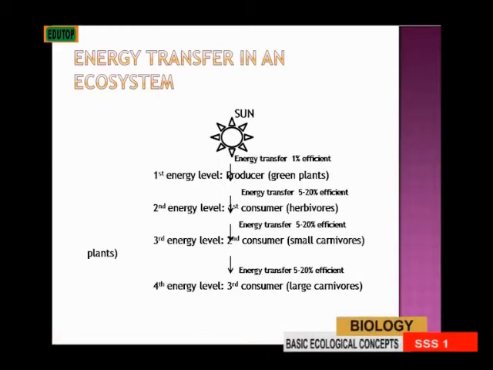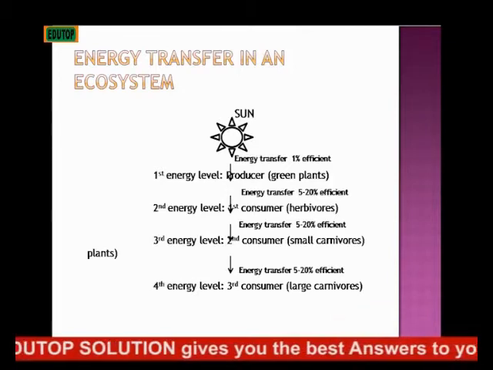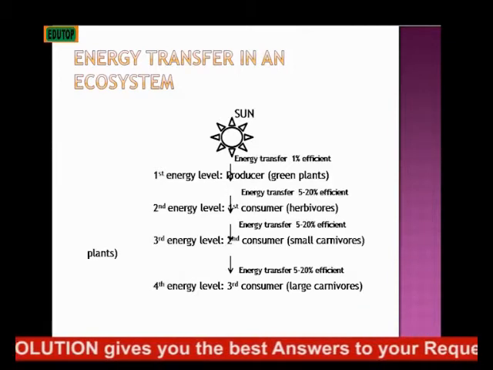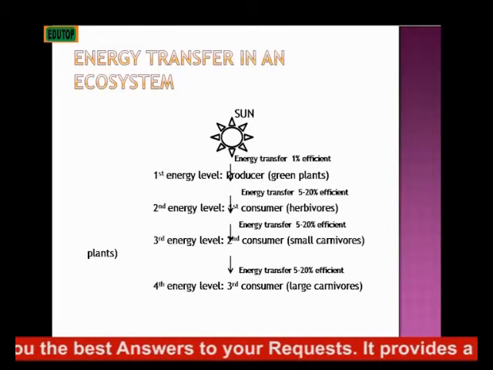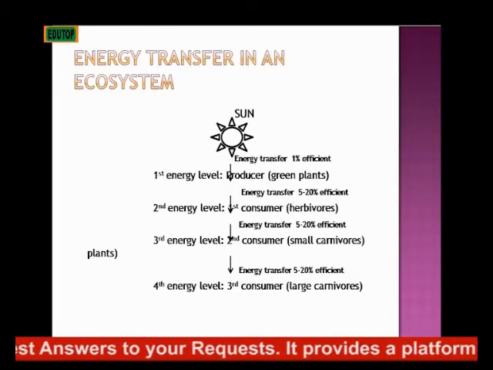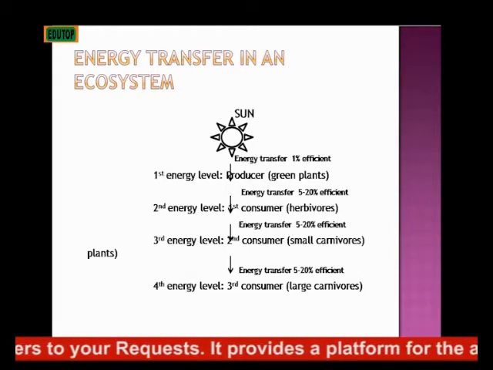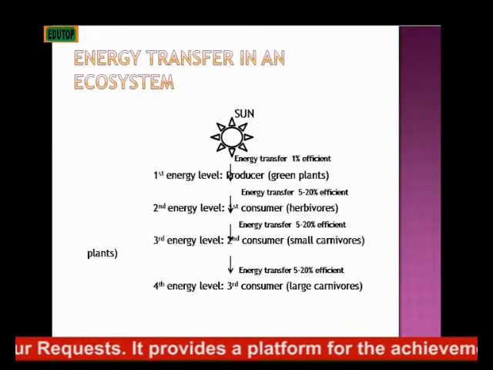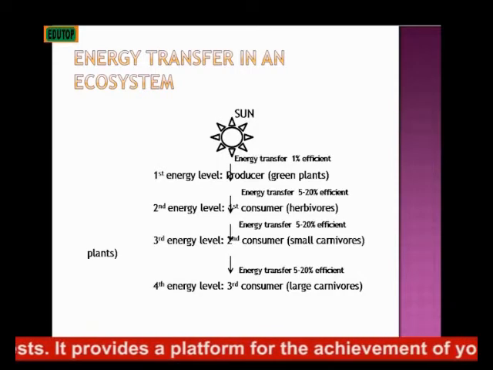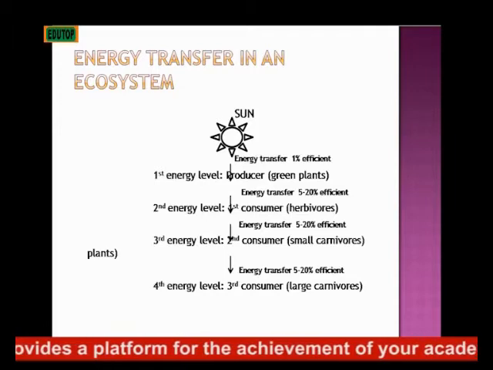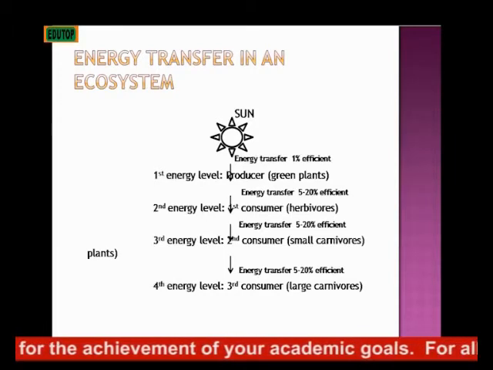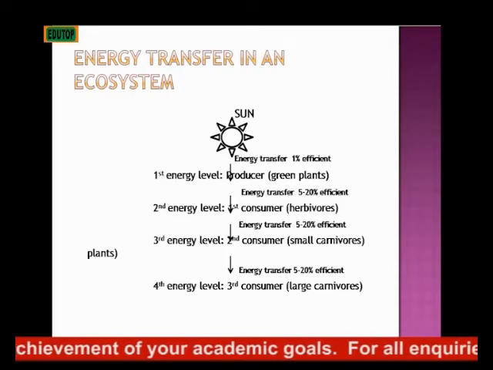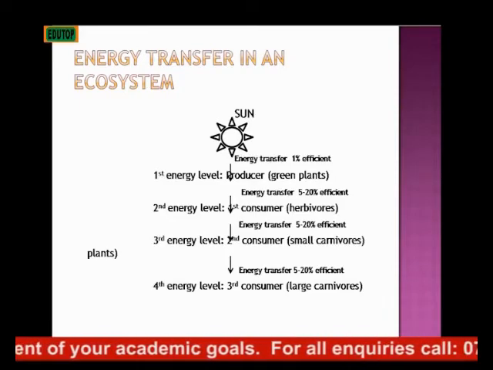Then the next level is the third energy level occupied by the secondary consumer or the small carnivores. And at that level, energy transfer is 5 to 20%. Then you have the third consumer level at the fourth energy level, the third consumer, that's the large carnivore. So this is a diagrammatic representation of what we have said about energy transfer in an ecosystem.